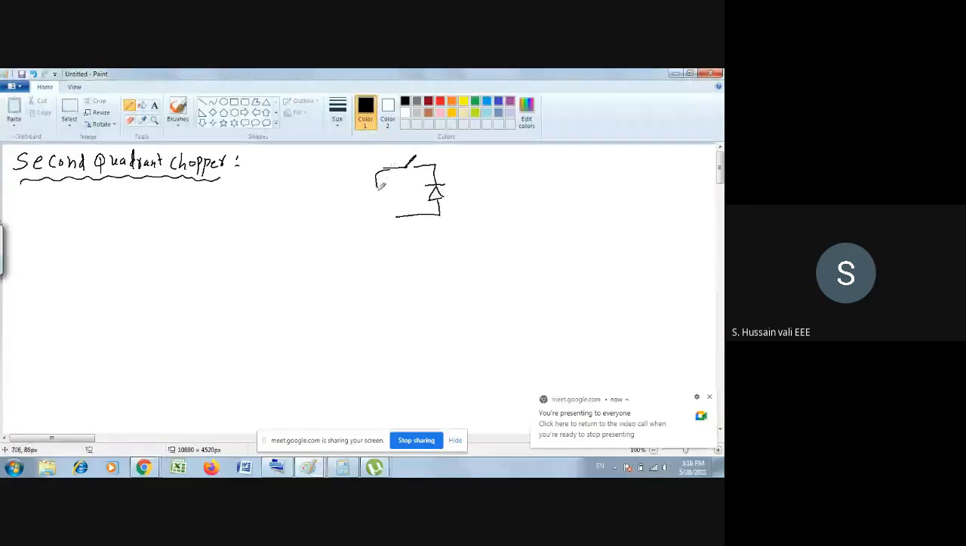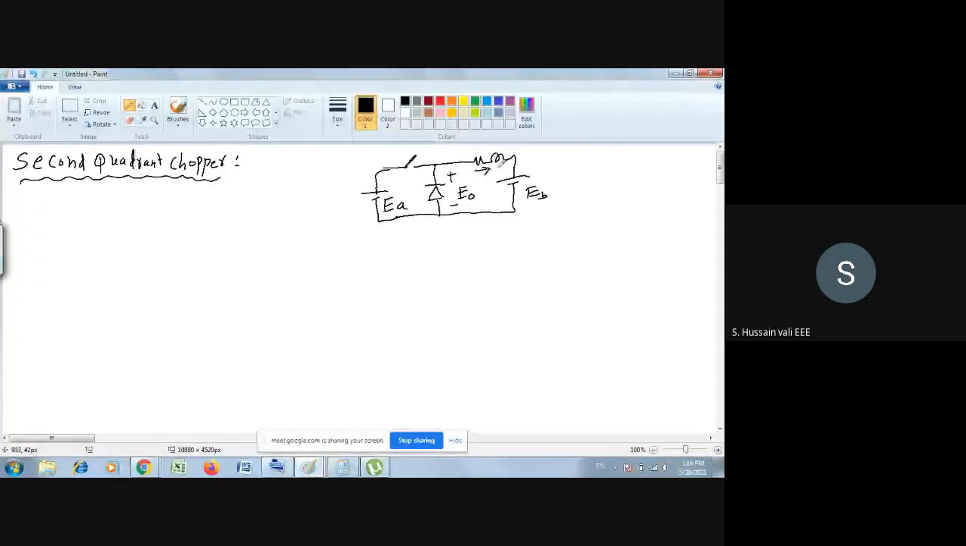Here, EA, where the voltage is E naught. Here the load is there. This one is the load, EB, and the current direction we have taken in this direction, IA.